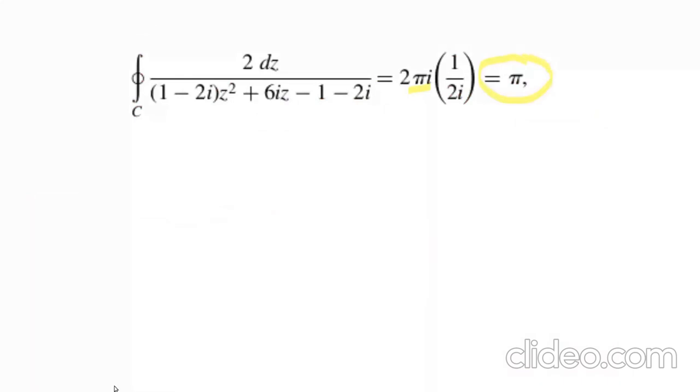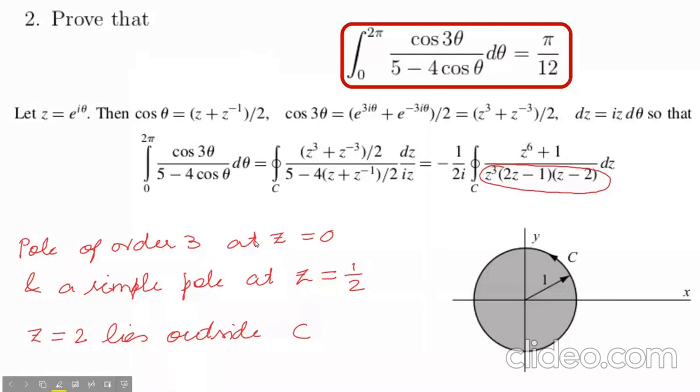Let's discuss the next question. So the next question is also related to the same integration. That is, we have cos 3 theta by 5 minus 4 cos theta, and we have to prove that this is equal to pi by 12.